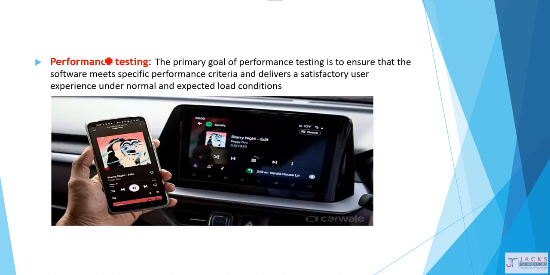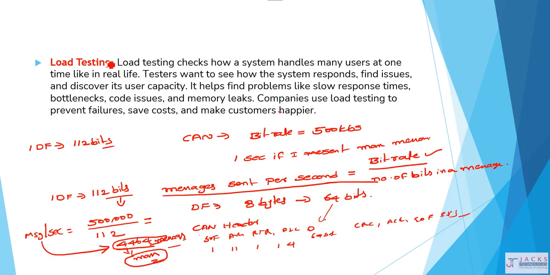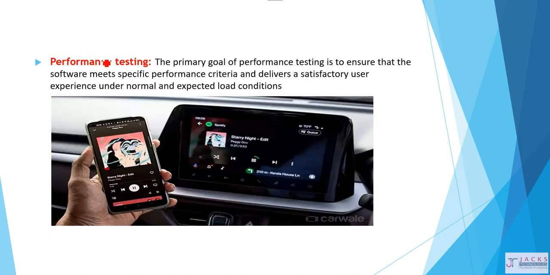Now let's move to performance testing. What is performance testing? The primary goal of performance testing is to ensure that the software meets specific performance criteria and delivers a satisfactory user experience under normal and expected load conditions. Simple guys. In performance testing, again we have to do the load testing. Apply the minimum load and apply the maximum load. Once you apply them, you need to check how my system is responding, how it is performing, and whether there are any performance issues or not.